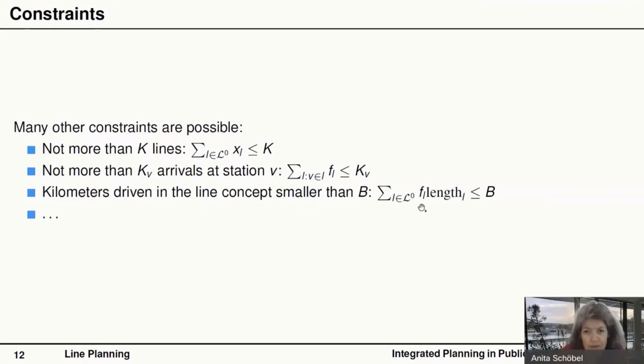So then you would need to look at the length of each of our lines. Since the lines are given in the line pool, you can determine the length of each line in a first step. And then you add all the lengths and multiply with the frequency. So you get the overall kilometers that are included in the line concept. And you can restrict that to be smaller than some given number. And there are many other constraints possible and also used in the literature.